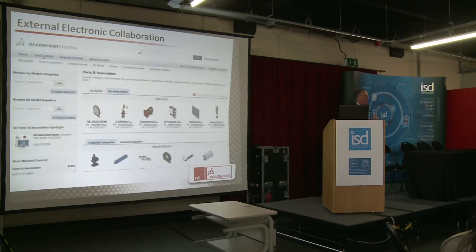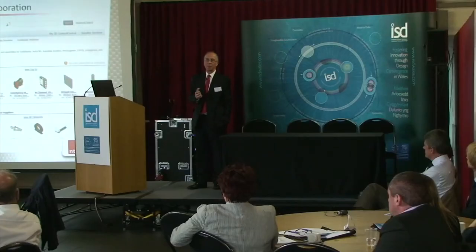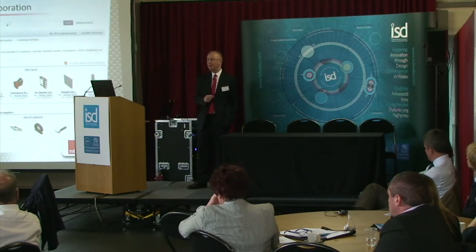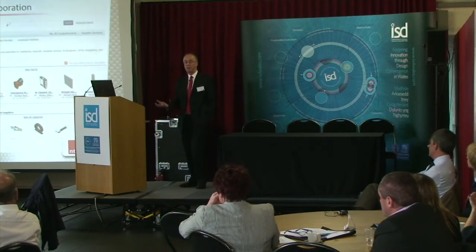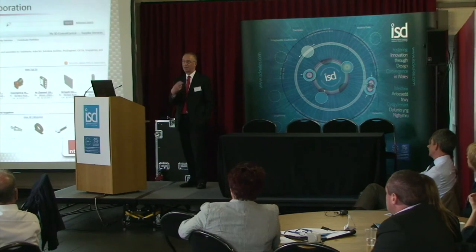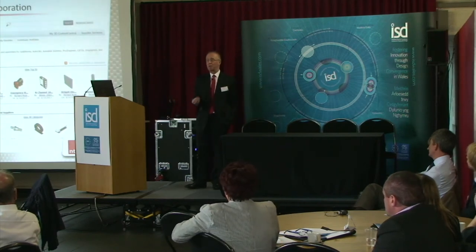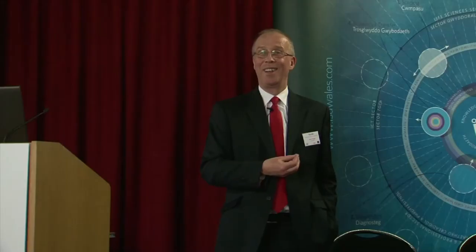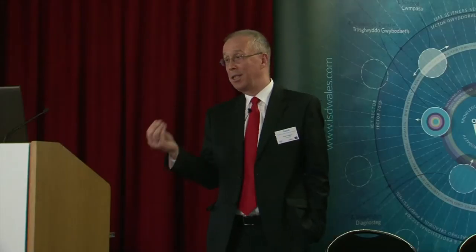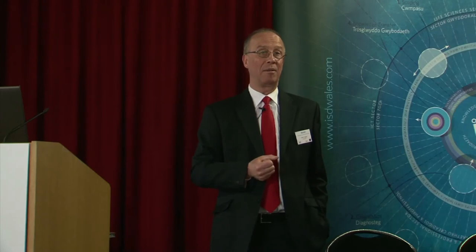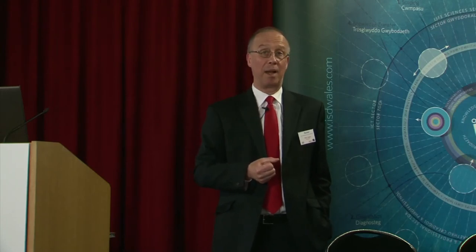This is an interesting thing called 3D Content Central, which you can go to and search for and find parts. So if you're looking for a sprocket or a spline or cogs, you can find parts and import those drawings into your design, so that you know you have put into your design something which already exists, something which does not have to be redesigned and manufactured from scratch by a supplier.